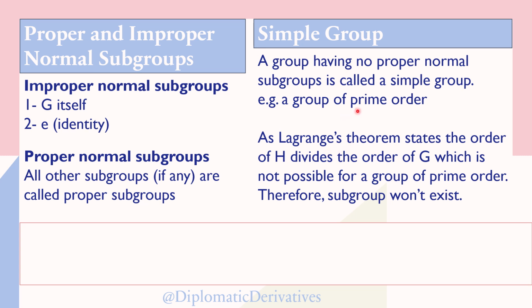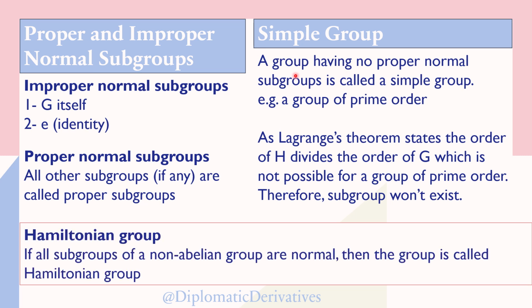So in this case, in a group of prime order, what is the order of the main group? Let's suppose it's 7. Now there won't be any number which can divide 7, because 7 is a prime number. It does not appear in any other table. Therefore, we cannot get any subgroup of any order which will divide 7. So we won't have any subgroups. Since there are no subgroups, there cannot be any proper normal subgroup, right? So that group will be known as a simple group.